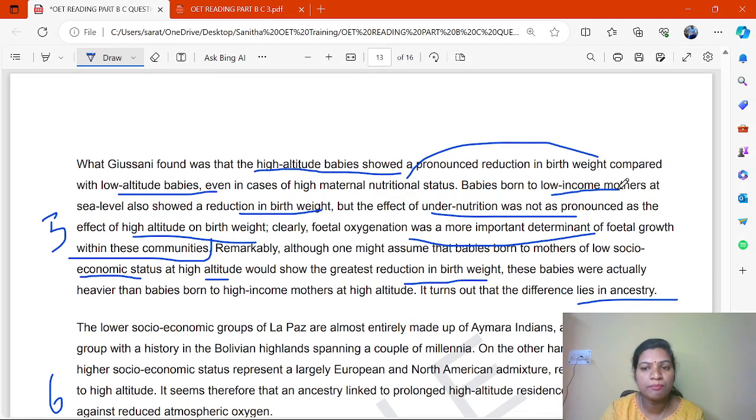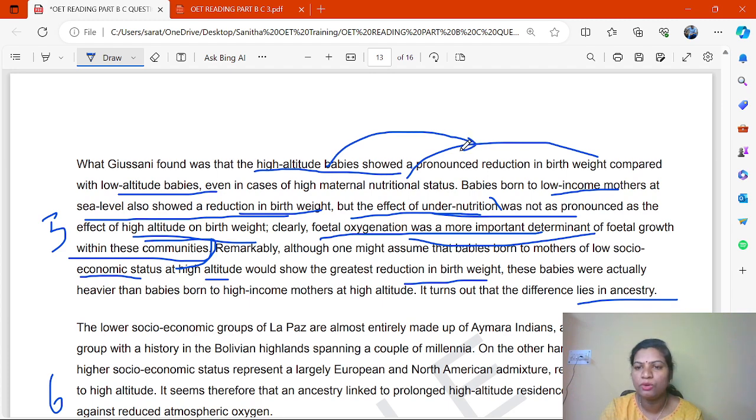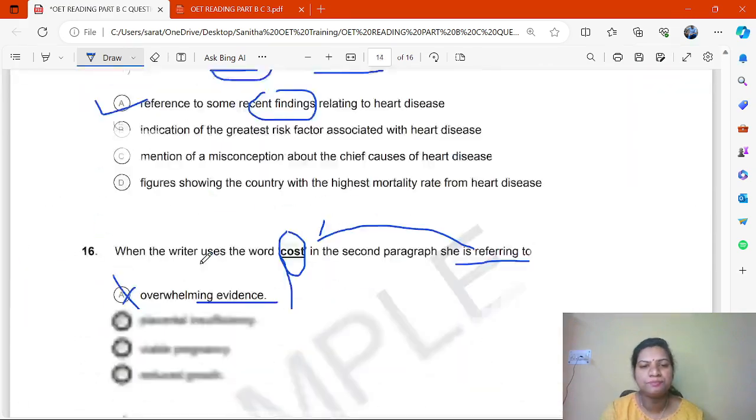Babies born to low income mothers at sea level also showed a reduction in birth weight, but the effect of undernutrition was not as pronounced as the effect of high altitude on birth weight. Clearly, fetal oxygenation was more important to determine fetal growth within these communities. Okay, we can read once more. What Gusani found was that high altitude babies have low birth weight compared to low altitude babies. Okay, what is the option it is saying?